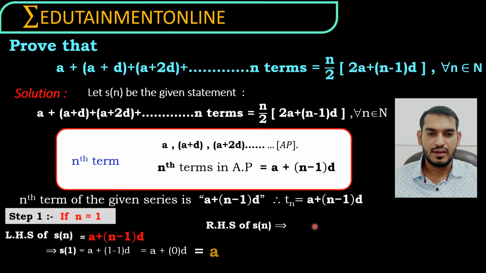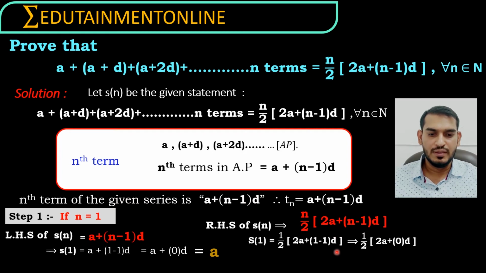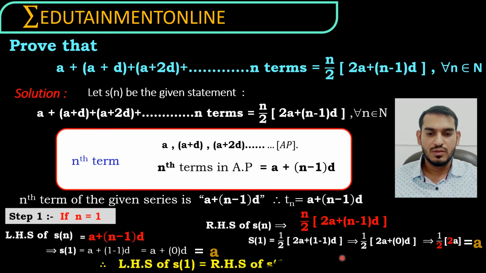Now to get the RHS, we have to substitute the value of 1 in place of n in n by 2 into 2a plus n minus 1 into d. So 1 by 2 into 2a plus 1 minus 1 into d, which is 1 by 2 into 2a plus 0 into d. So half into 2a, the 2s get cancelled and the answer is a. So now LHS is equal to RHS. Therefore S of 1 is true.